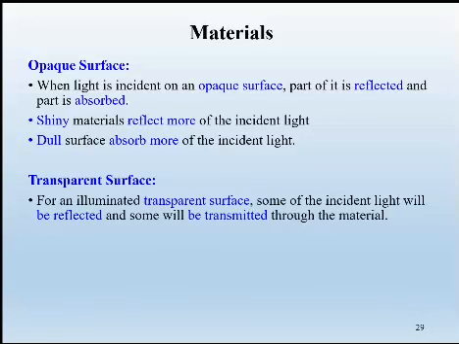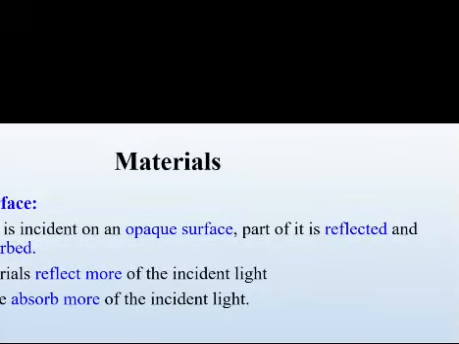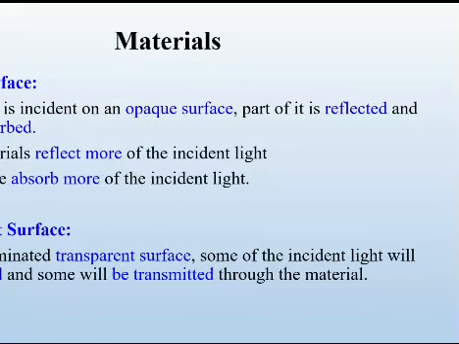Now, material. I have already said that there are two types of materials, opaque surfaces, meaning non-transparent, and transparent surfaces. When light is incident on an opaque surface, part of it is reflected and some part is absorbed. Not all is reflected. For example, when we see the red color in white light, all 7 spectrum colors are absorbed except the red one. Red is only reflected and we can see the object as red.